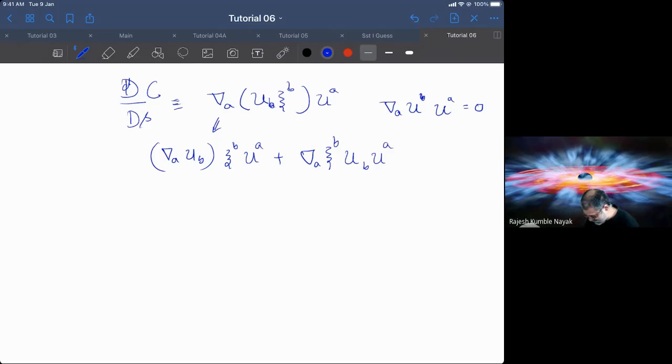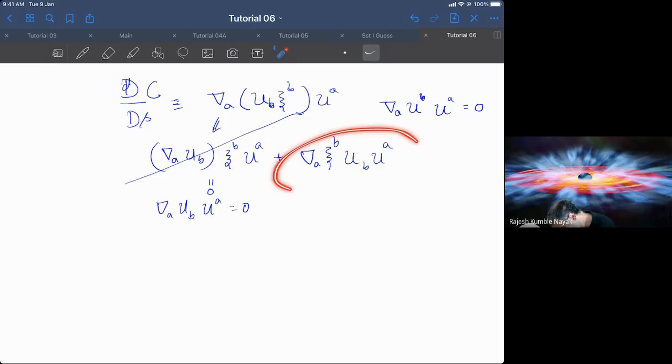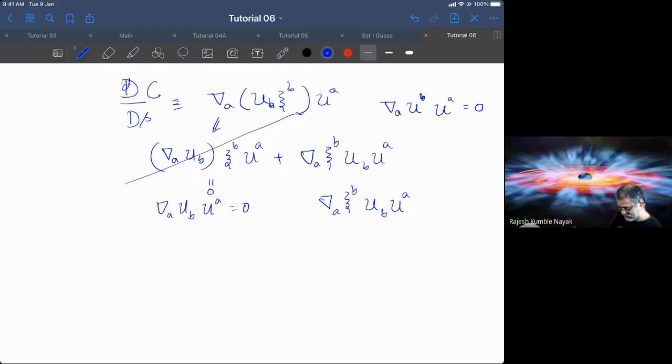Now can someone identify something and simplify something? Any of the terms you can identify here? The first term is the acceleration, so that goes away. So this is zero because we have already assumed that u dot a is zero by this equation. That is the acceleration of the particle, and then you are left with this term: del_a xi_b plus del_b xi_a, times u^b u^a. Okay, let us try to simplify this.